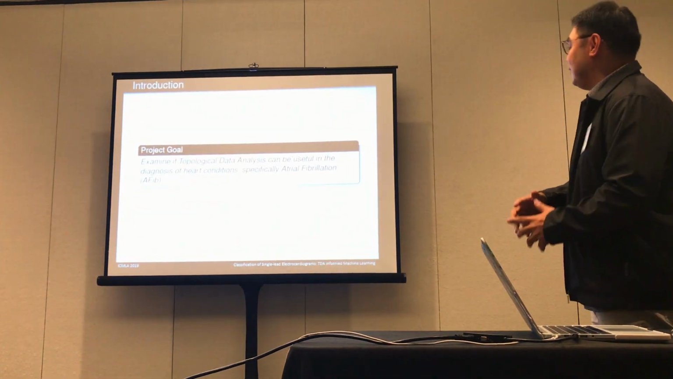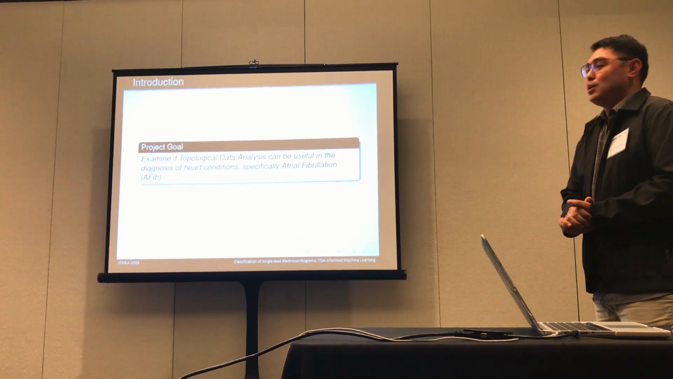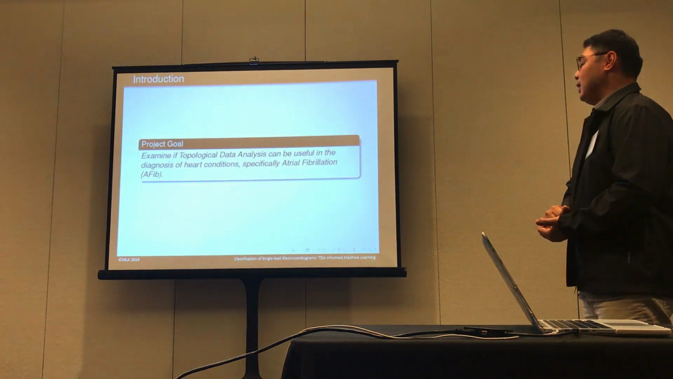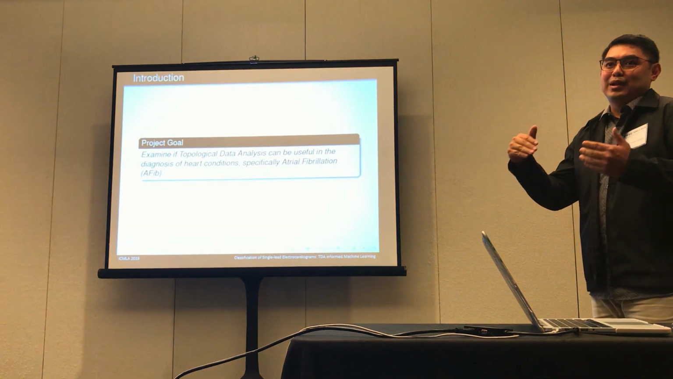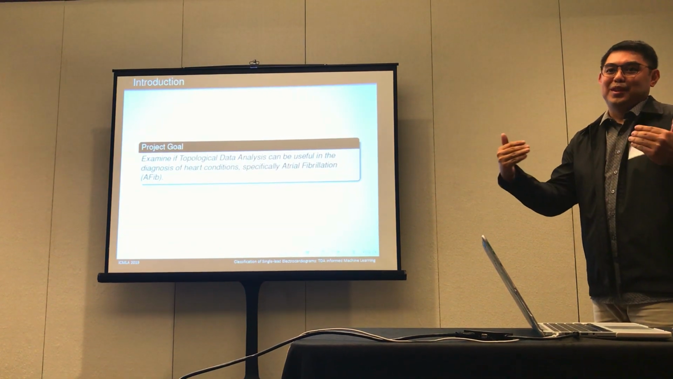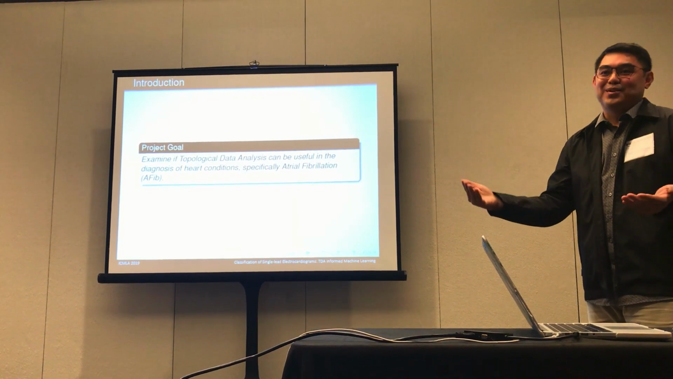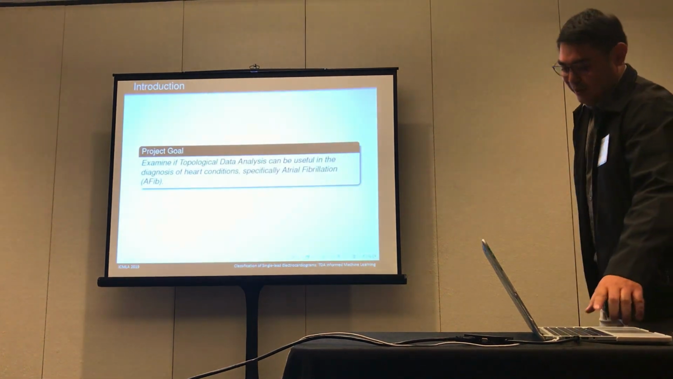The project goal was to examine if TDA features can be used in the diagnosis of heart conditions, specifically atrial fibrillation. The running joke that we had when we were doing this project is that the goal was that if somebody comes along with their ECGs with them and there's no doctor around, the mathematician will be able to tell with reasonable accuracy if they're normal or if they have atrial fibrillation or other heart conditions.